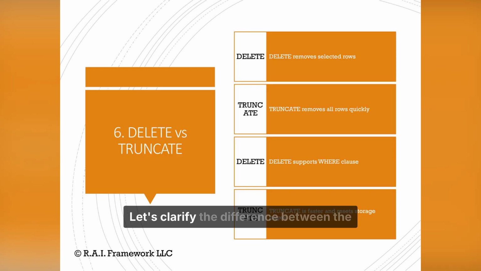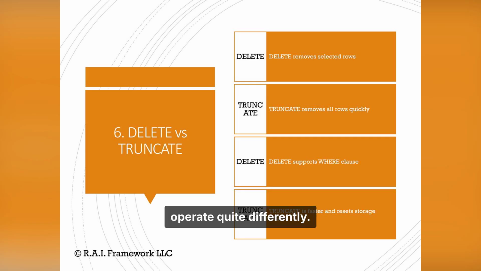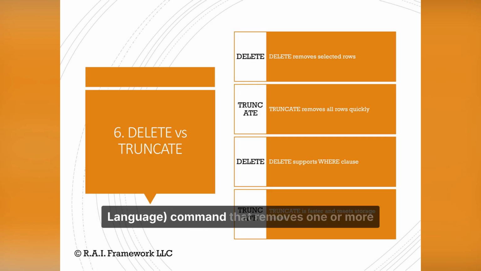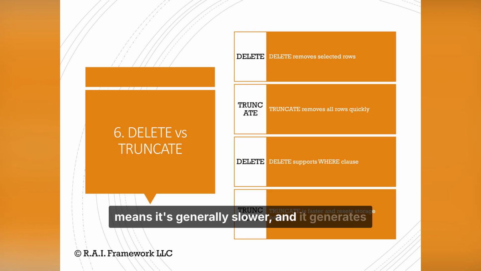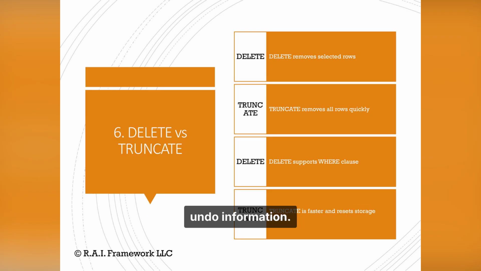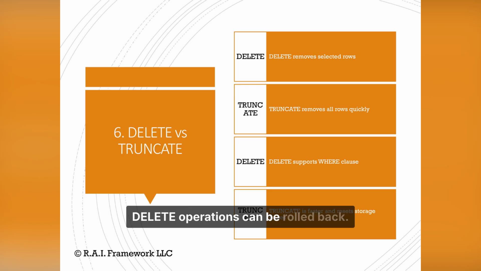tables. Let's clarify the difference between the delete and truncate commands, as they are often confused. While both remove data, they operate quite differently. Delete is a DML, data manipulation language command that removes one or more rows from a table based on a specified where clause. It performs row by row removal, which means it's generally slower and it generates undo information. Delete operations can be rolled back.